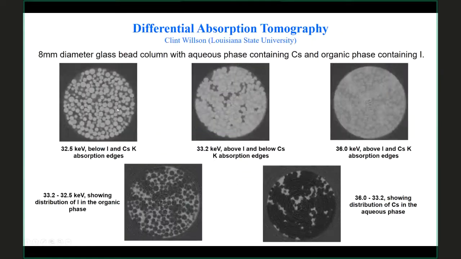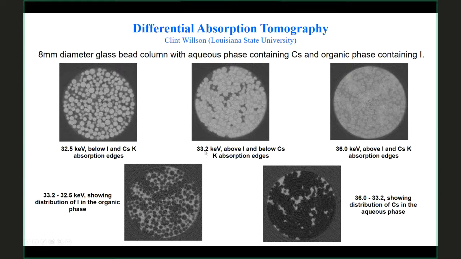So here's an experiment where there's a glass bead column that has an aqueous phase containing cesium and an organic liquid containing iodine. Here's an image at 32.5 keV, where we're below both the iodine and cesium absorption edges. You see the glass beads, where bright means absorbing and dark is unabsorbing. The beads are absorbing and both liquids are not absorbing, and it's really hard to tell which liquid is which. Oil and water have very similar absorptions.